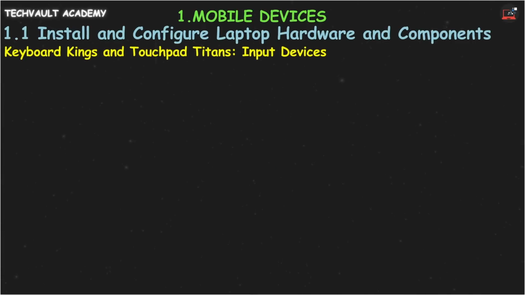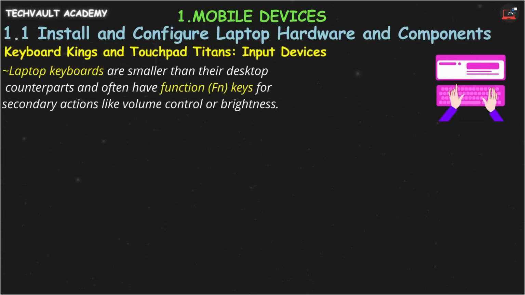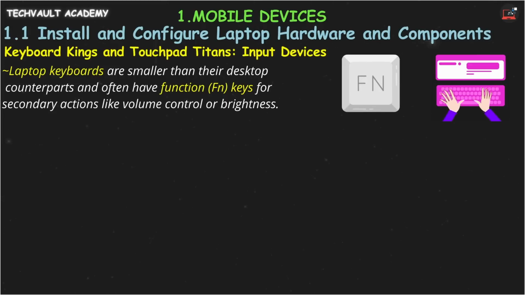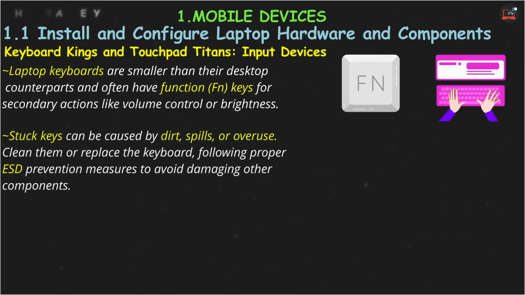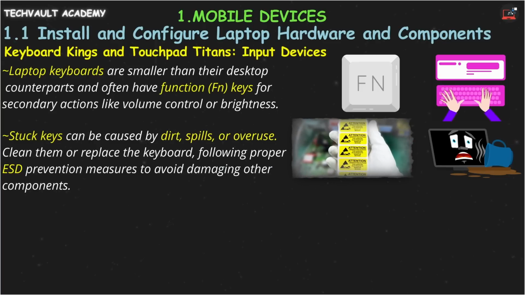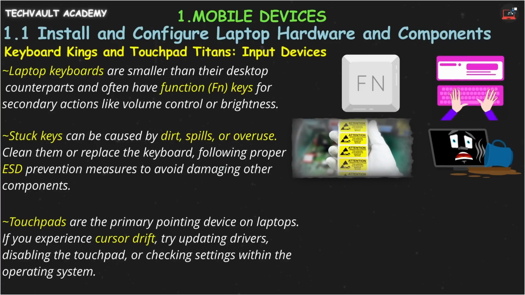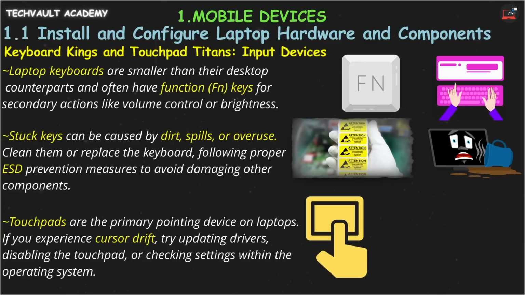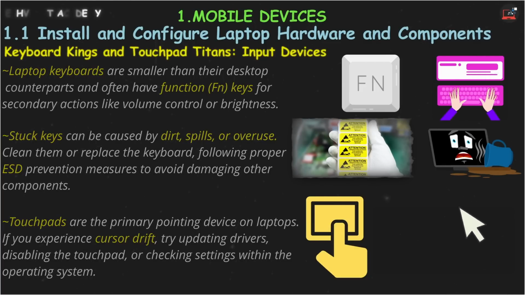Keyboards and touchpads. Laptop keyboards are smaller than their desktop counterparts and often have function (FN) keys for secondary actions like volume control or brightness. Stuck keys can be caused by dirt, spills, or overuse. Clean them or replace the keyboard, following proper ESD prevention measures to avoid damaging other components. Touchpads are the primary pointing device on laptops. If you experience cursor drift, try updating drivers, disabling the touchpad, or checking settings within the operating system.